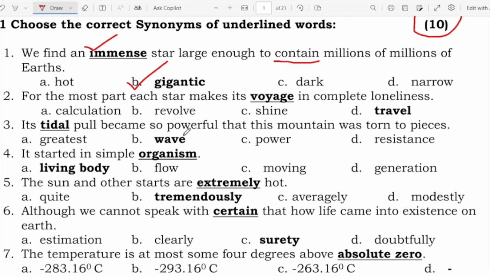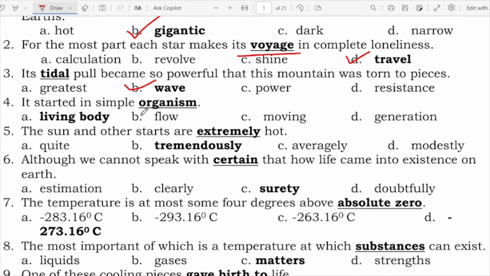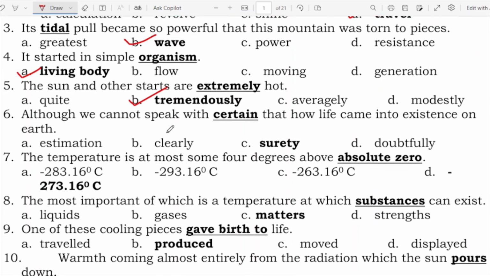Second one, for the most part each star makes its voyage, that is D, travel. Its tidal pull became so powerful that this mountain was torn to pieces. Here we have tidal, the answer is B, wave. It started in simple organisms, the answer is A, living body. The sun and other stars are extremely, meaning too much, that is tremendously, B.